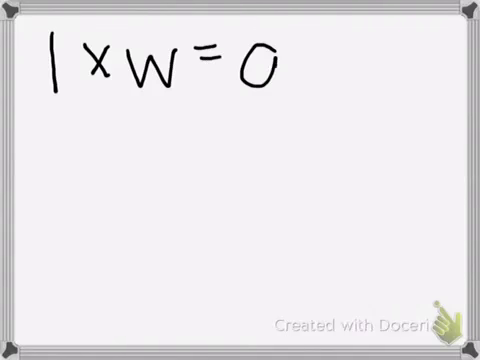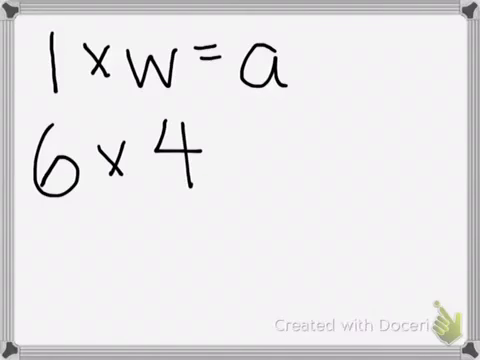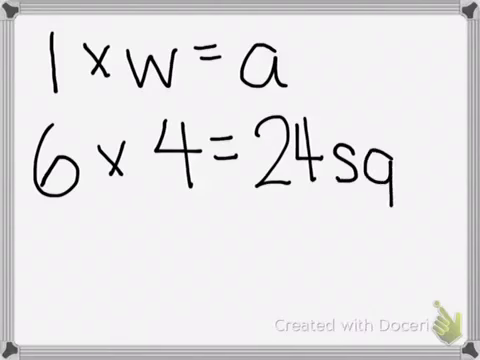equals area. Our length was 6 feet. Our width was 4 feet. And the area is 6 times 4, so that will be 24. Just because we didn't draw squares this time doesn't mean it isn't square. So we have to put 24 square feet. Always remember your units.